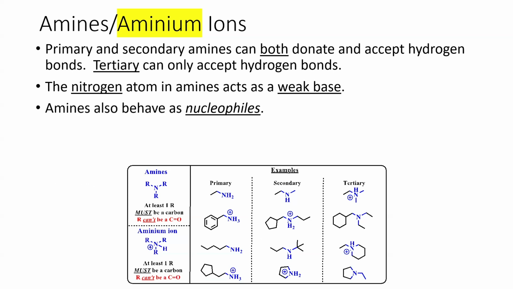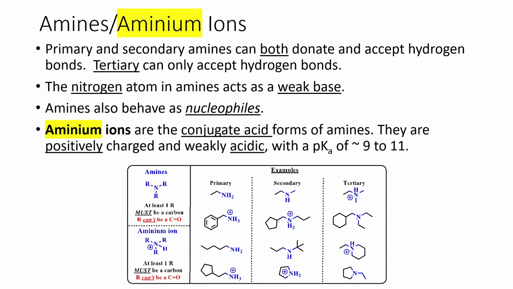Okay, but that lone pair can also behave like a nucleophile. So it can attack a carbon, and we'll see that. So amines also behave as nucleophiles. Aminium ions then are the conjugate acid form of amines. So they're positively charged, right?